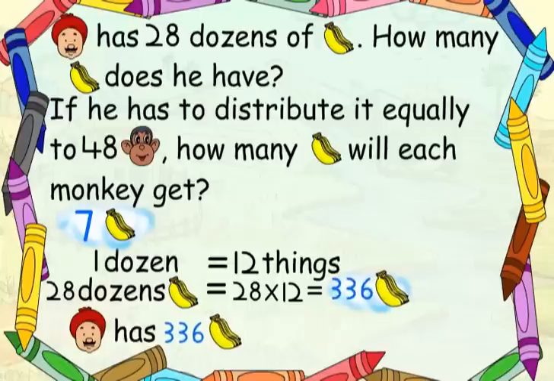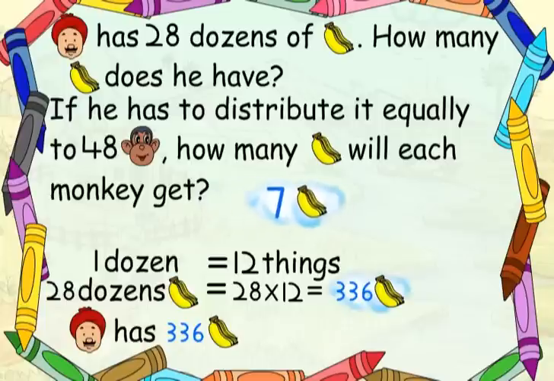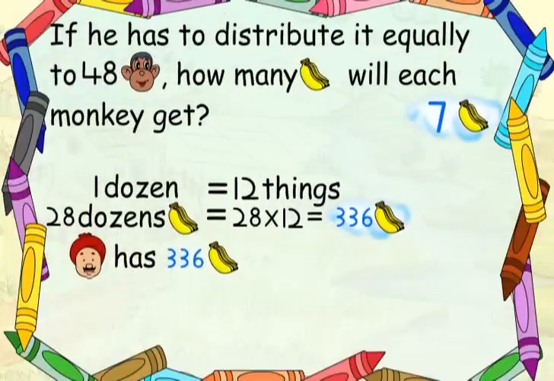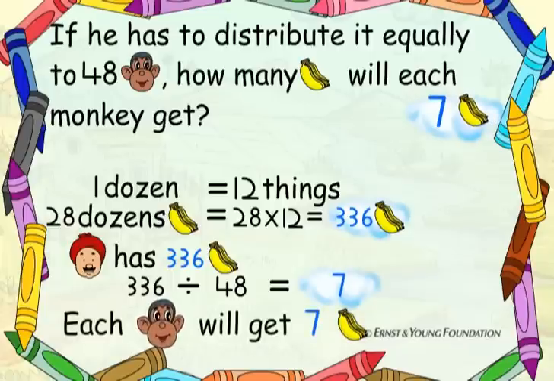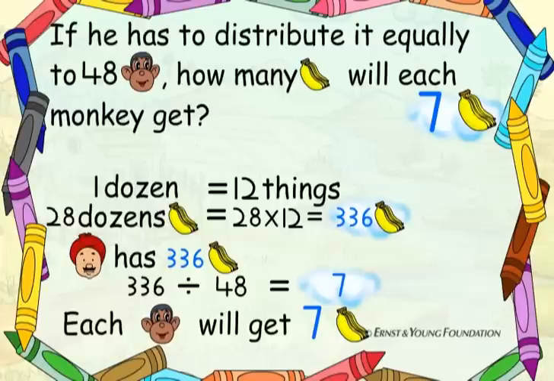Shyamlal has 336 bananas. So, 336 divided by 48 is equal to 7 bananas. Each monkey will get 7 bananas.